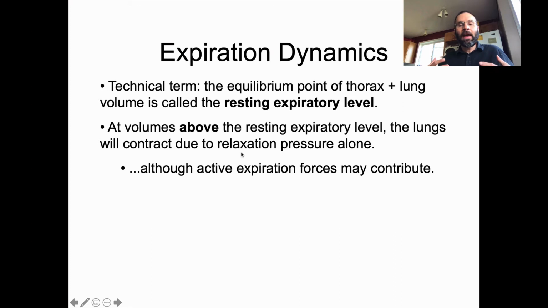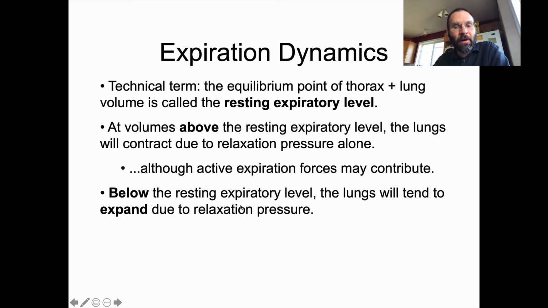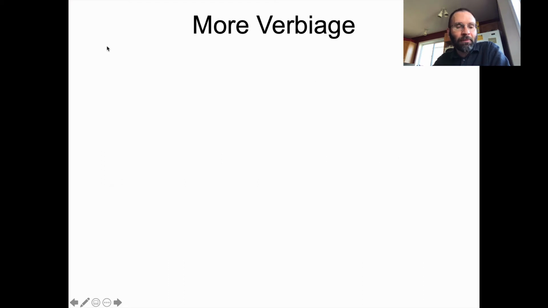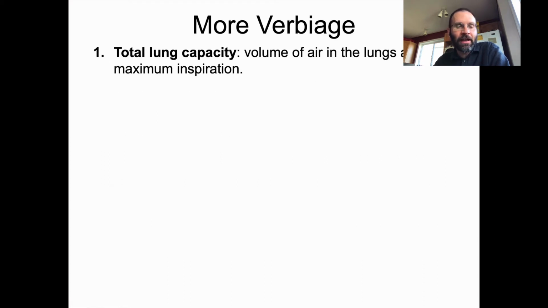We've talked about that as well. So you breathe in actively, and then you just let go, and you go back down to the equilibrium point. You can, if you want to, get actively involved to make that happen a little more quickly, but you don't have to. When you're below the resting expiratory level, the opposite happens. The lungs will tend to expand due to relaxation pressure. To continue expiration at this level, active expiration would be necessary, so you'd have to keep pushing.